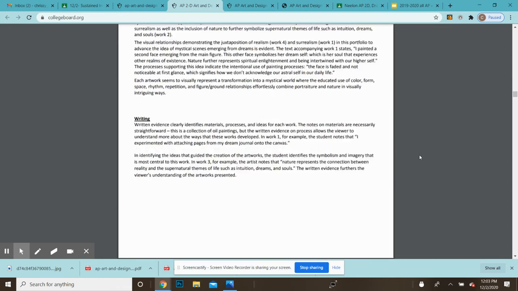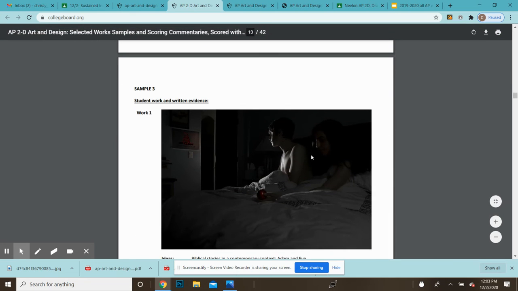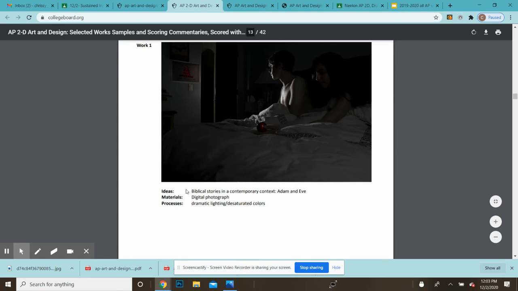Keep going. All right, so this is a photography. This is selected works, top 5. So they put their idea, and they put biblical stories, contemporary context, Adam and Eve. It is a digital photograph. So that's your materials, processes, dramatic lighting, and desaturated colors. Everybody kind of does the processes different.